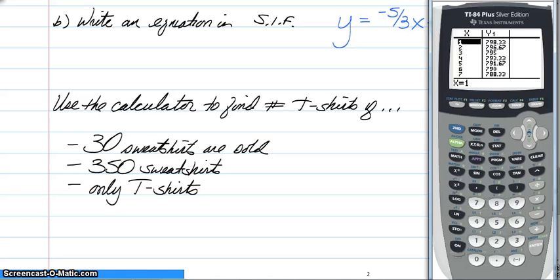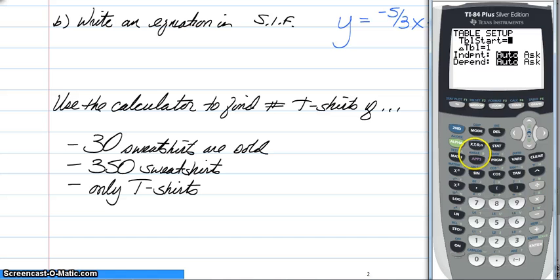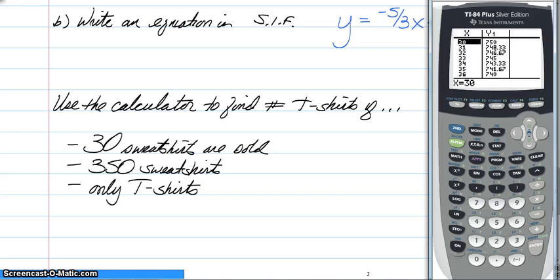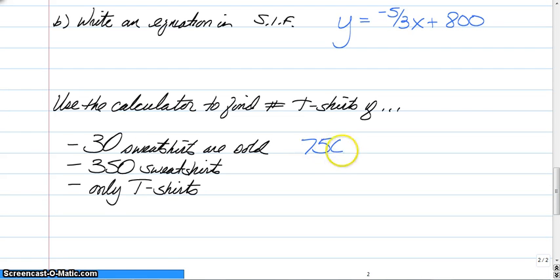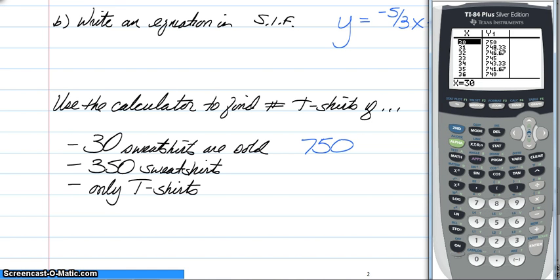So in order to make this work, you would just have to scroll until you found 30 sweatshirts sold. You could just scroll, but I'm going to show you faster ways to do things. You could go back to your table setup by pressing 2nd Window and say table start. I want to start my table at 30. And then you would just press 2nd Table again, and here you go. That tells you that if you sell 30 sweatshirts, you need to sell 750 t-shirts to get that many sweatshirts.